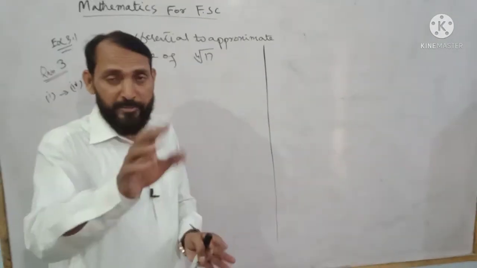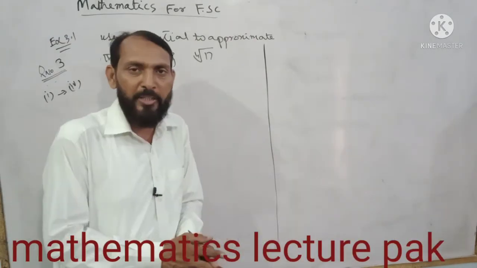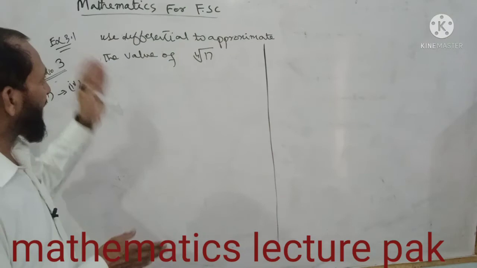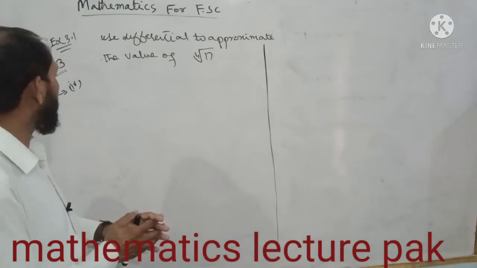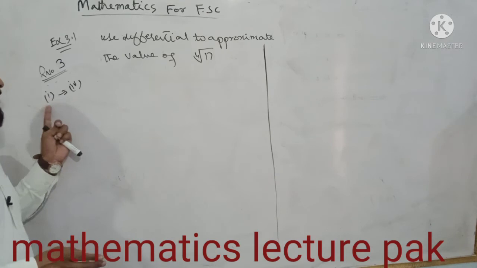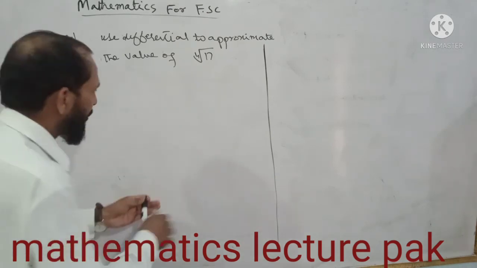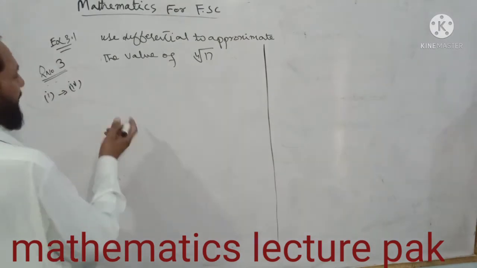Now we have to start the lecture on the daily basis for the mathematics, especially for the FSC, and we have to start chapter number 3. We have to start exercise 3.1 and question number 3. Question number 3 contains parts from 1 to 4. Use differential to find the approximate value of this. So we use the differential to find the value of this.